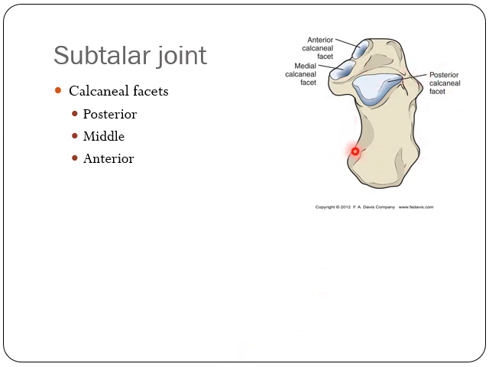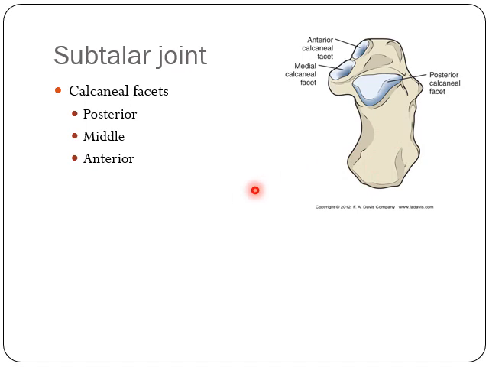It's important to note the different facets. Here's the posterior calcaneal facet, the anterior, and the medial. We're looking at a superior view of the calcaneus, and the talus would be articulating right in here with the calcaneus. This would be your heel, if you will, when you're looking at the calcaneus.